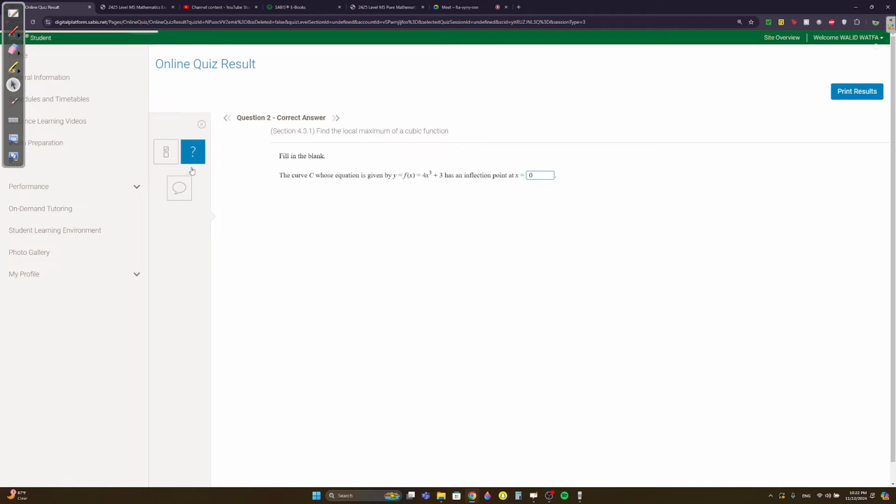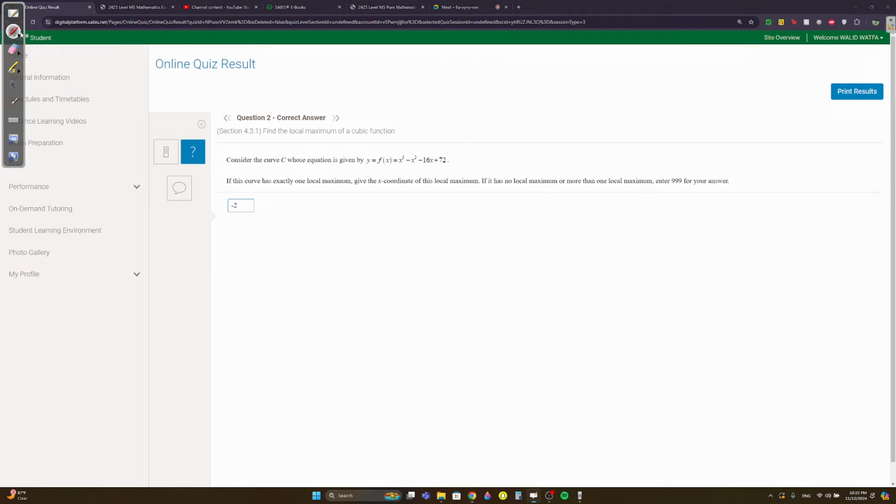Question 2. Consider the curve. They gave you the curve. If the curve has exactly one local maximum, give the x coordinate of this local maximum. If it has no local maximum or more than one local maximum, enter 999. Okay, so let's see if it has a maximum, minimum, whatever.